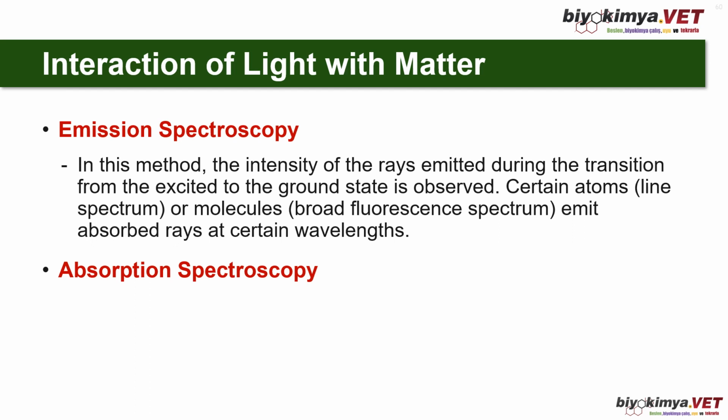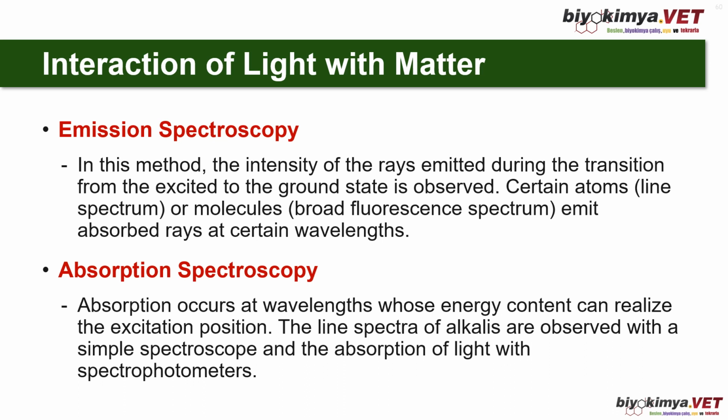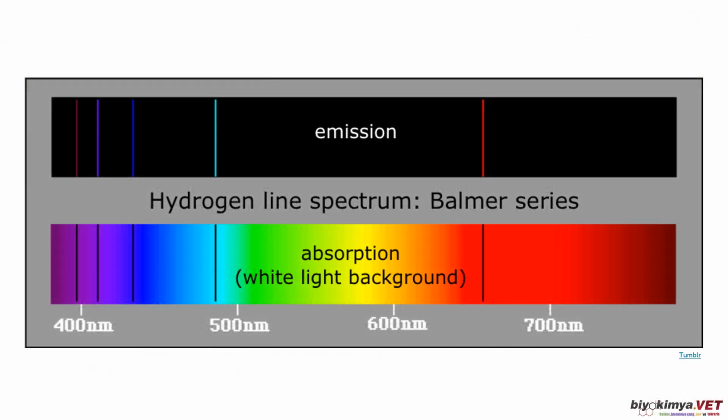Absorption spectroscopy. Absorption occurs at wavelengths whose energy content can realize the excitation point position. The line spectra of alkalis are observed with a simple spectroscope and the absorption of light with spectrophotometers. And here you see the emission and the absorption spectrum of hydrogen, that's the hydrogen line spectrum.